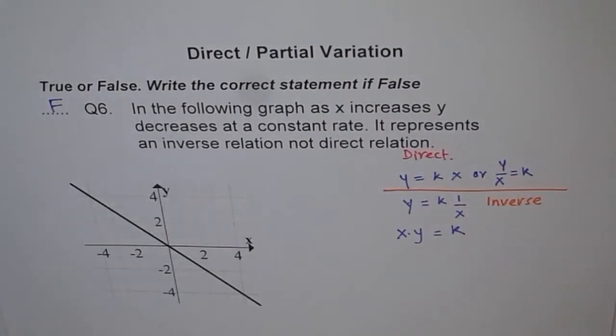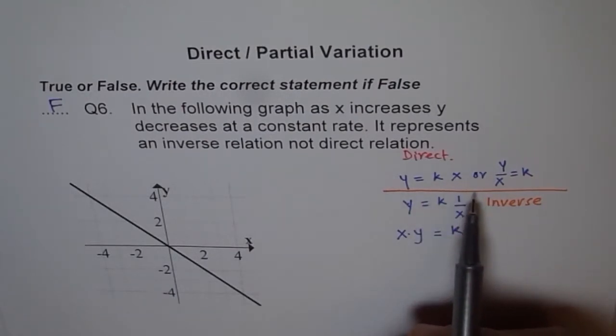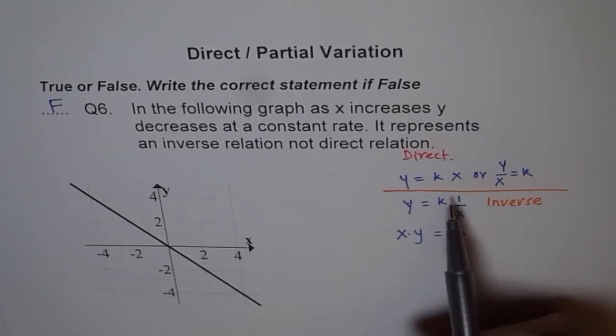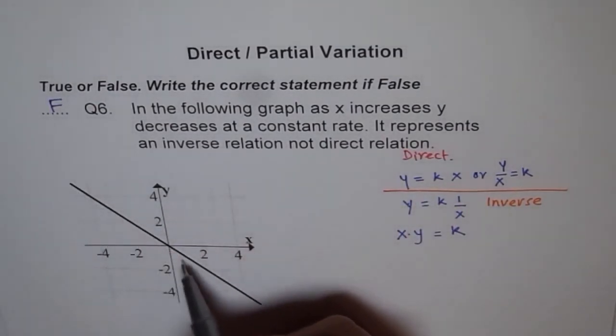So remember that part. Now, k can be negative or positive, right? But it has to be some number, not 0. So k can be any real number but not 0. That is the condition in both the cases, right? Otherwise there is no variation, correct? So if k is negative, we get a graph like this.